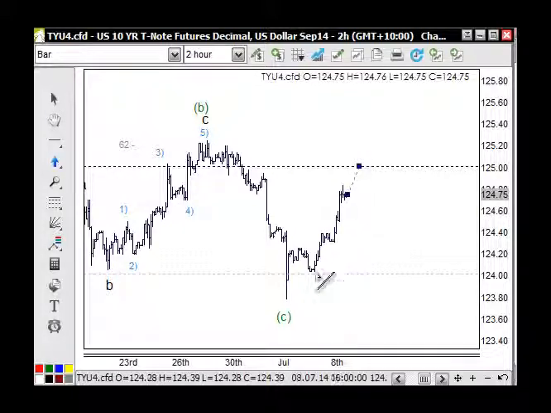That would give us 1, 2, 3, 4 and 5 to here, and this would be either an A, a B and a C wave to here, and failing from here. If that happens, then US stocks will push up.